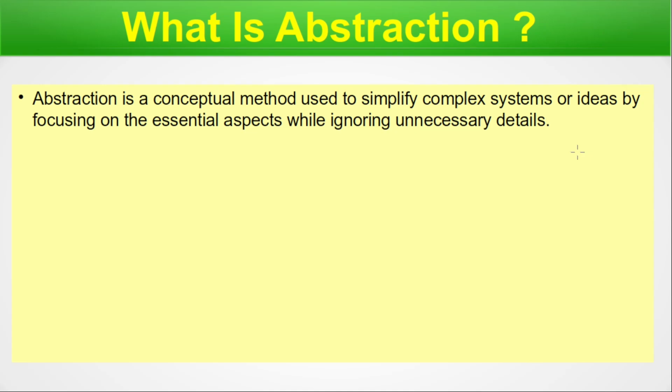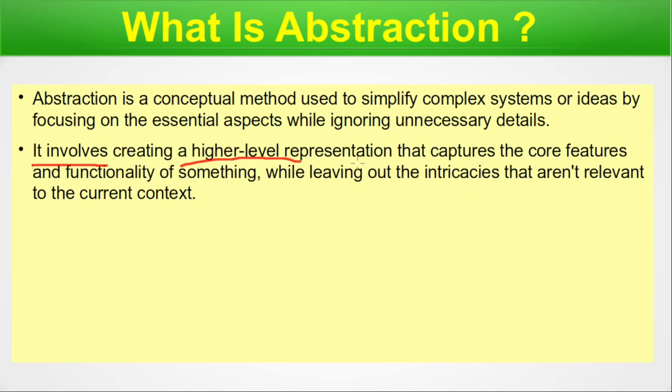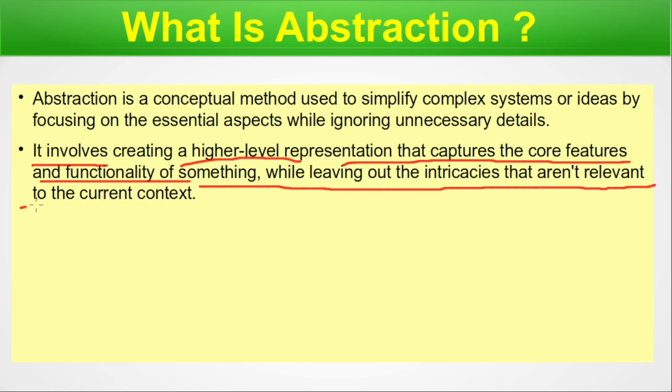Now in the V-curve, as you step down, you focus and zoom, maybe 10x zoom, maybe 20x zoom, maybe 50x zoom to get down to each and every component and each and every transistor. But until you step down in the V-curve, you do not get the details. That means at the higher level of the V-curve, on the left hand side, you have the abstractions. It involves creating a higher level representation that captures core features and functionality of something while leaving out the intricacies that are not relevant to the context. Now, why am I spending so many words and so much text and infographics here?